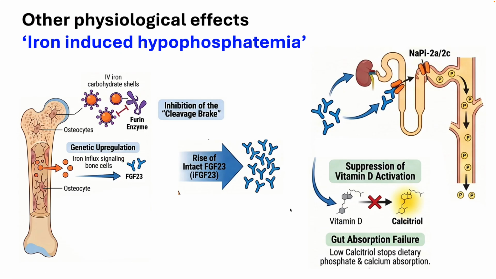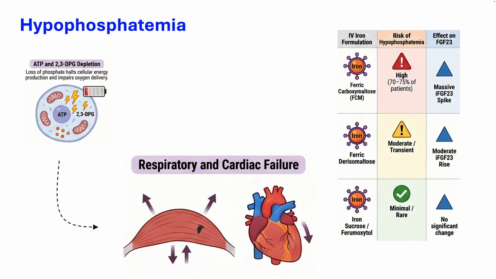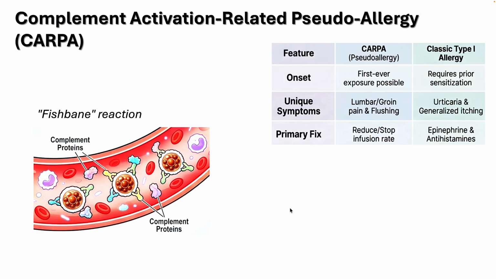Another physiological consequence of IV iron is hypophosphatemia. Iron upregulates the gene producing fibroblast growth factor. It also blocks the enzyme that breaks it down. This results in high levels of fibroblast growth factor. Fibroblast growth factor internalizes renal phosphate transporter proteins in the kidneys, resulting in massive renal phosphate wasting. The resulting hypophosphatemia depletes ATP and 2,3-BPG, causing severe muscle weakness, both respiratory and cardiac. This side effect is worse with ferric carboxymaltose.